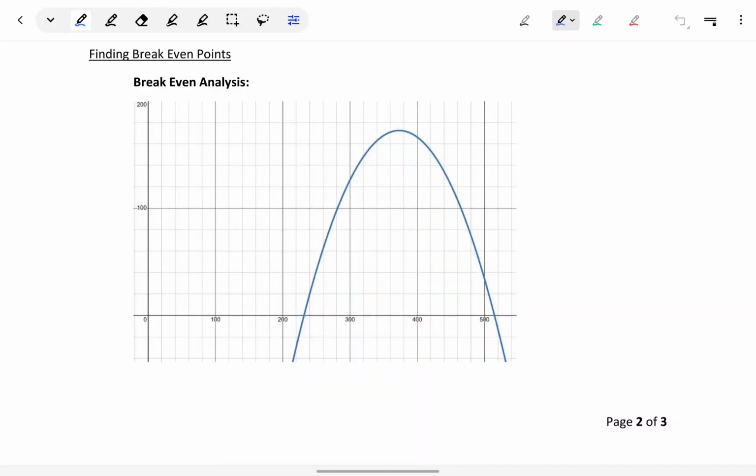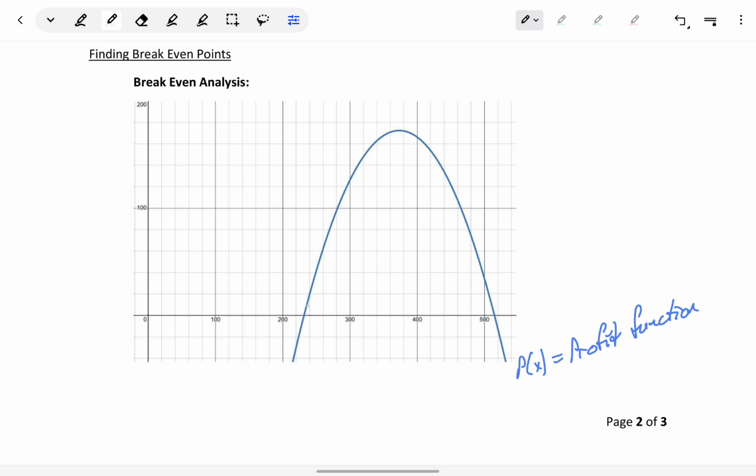One application of solving polynomial equations is conducting a break-even analysis. What we have graphed in this picture is a company's profit function, capital P of X. There are a few things that we can observe about this graph fairly easily.